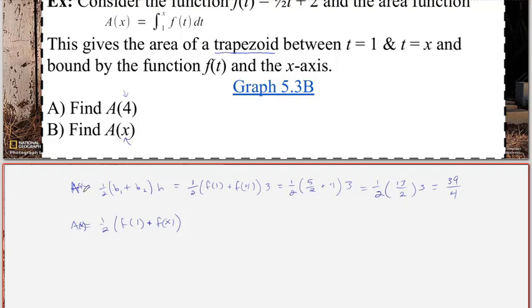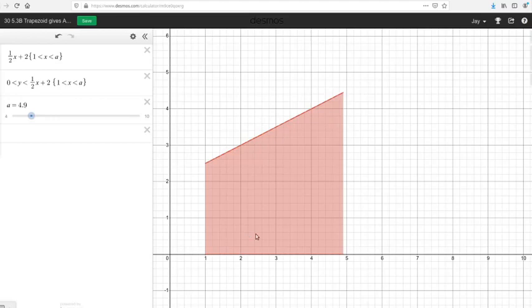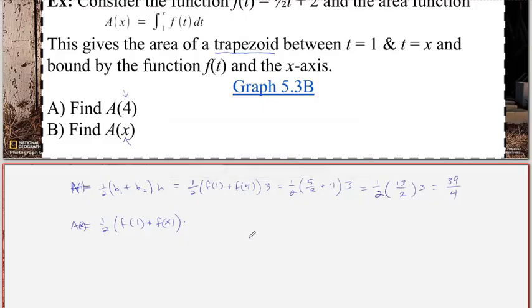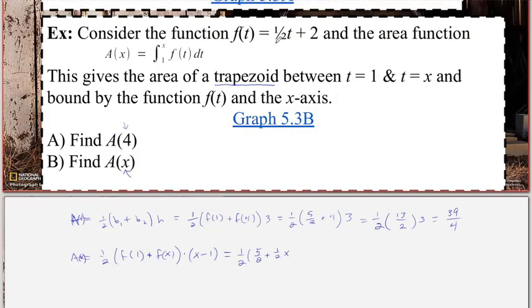And here we figured out a of 4 in the last example. Now the height here is whatever my x value is minus 1. So in the last one it was 4, but in this one it can be whatever x we end at. Okay, let's see what we get. Now f of 1 stays 1/2. f of x, well, that's easy enough. That is just the function with x plugged into it. Alright, times x minus 1.